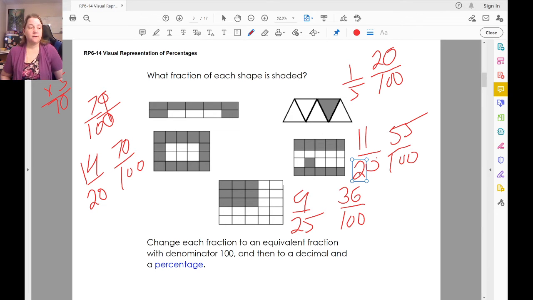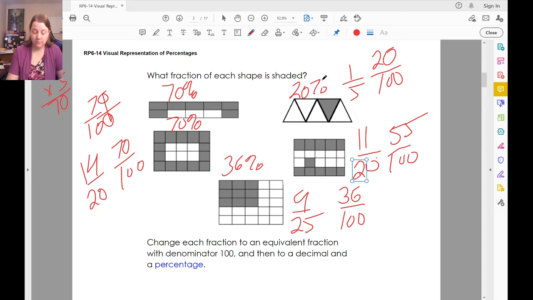So there we have our fractions. Now we can identify the percentages. 70%. 70%. Ooh, look at that, two 70%. 36%. 20%. 55%.